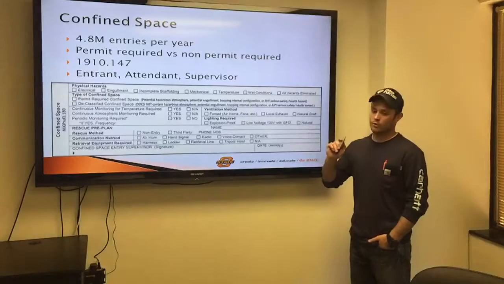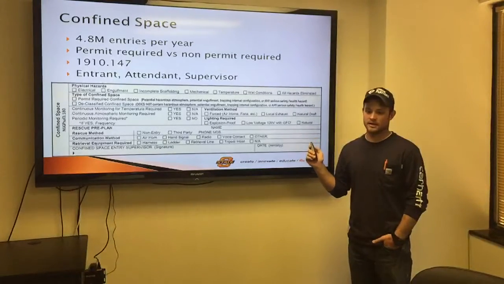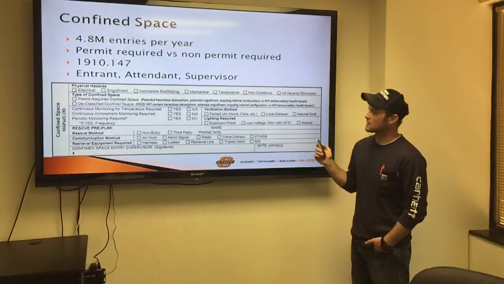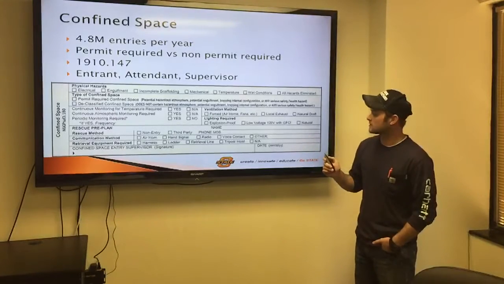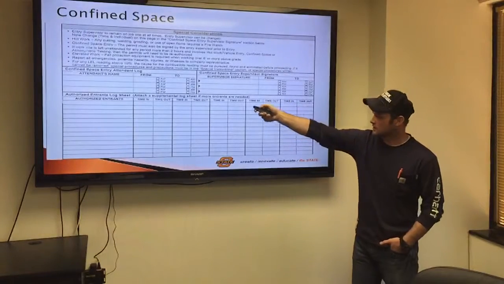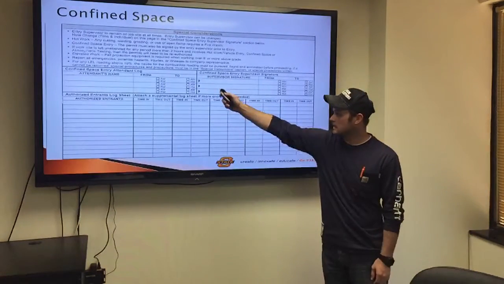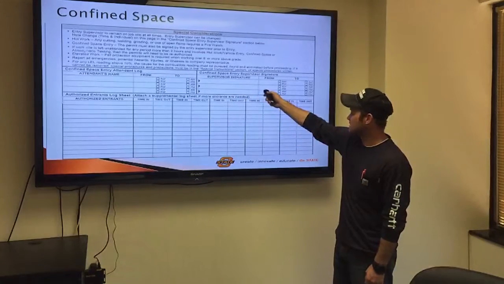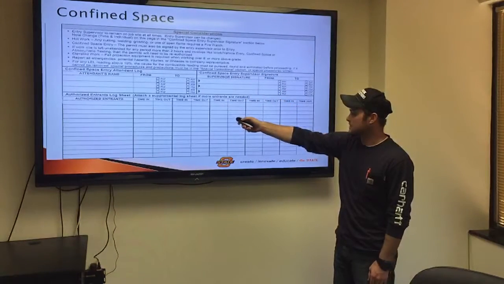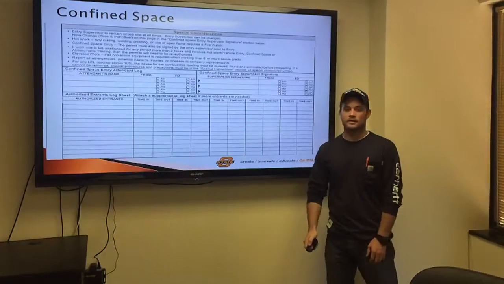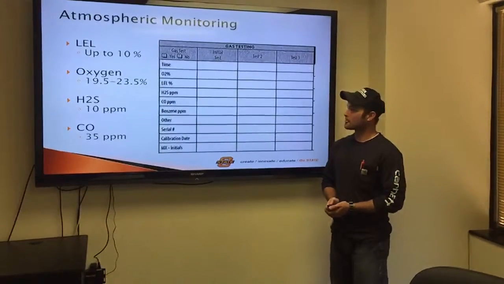And then 1910.147 is going to be your confined space program, and it's going to cover the responsibilities of the entrant, attendant, and supervisor, as well as what you see right here. But that's the next page. So you got your attendant, the time that each attendant's name, the time that they're attending. Same for the supervisor, and also the authorized entrants, when they're in, when they're out. All of this is required by OSHA's confined space program.